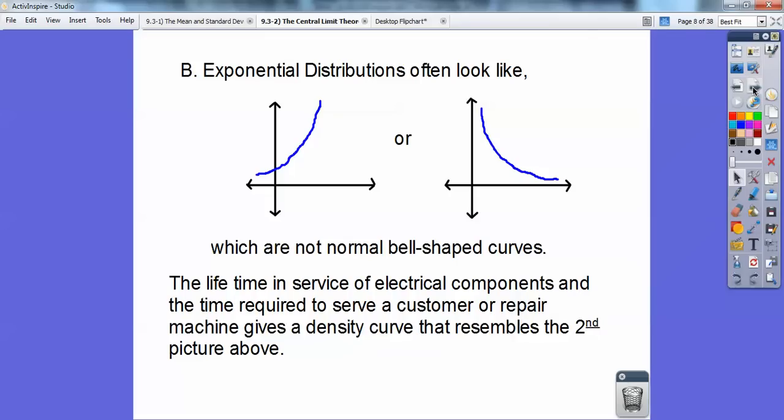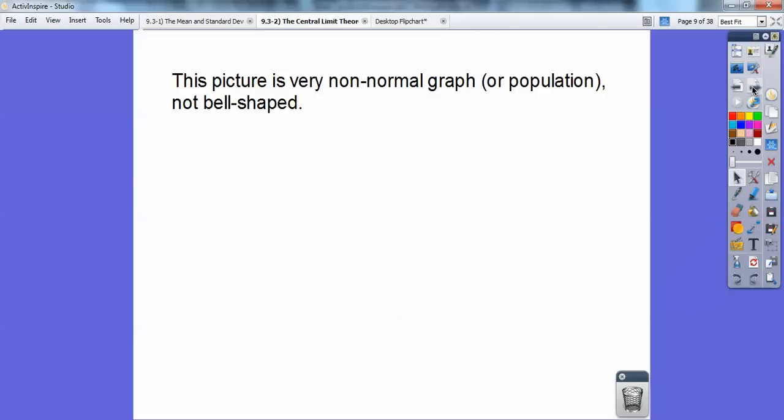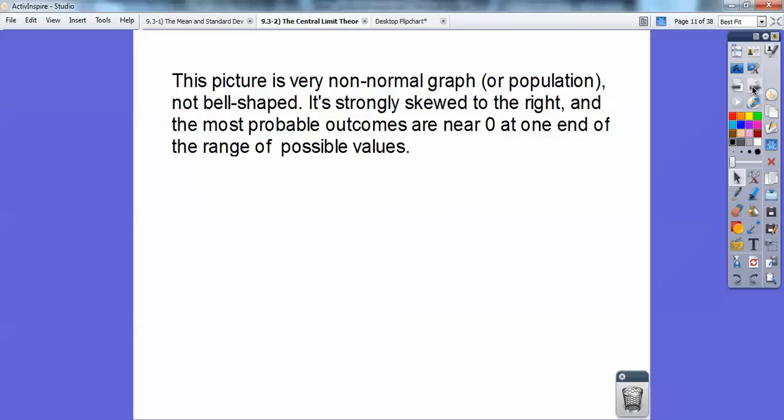Okay, so the lifetime in service of electrical components and the time required to serve a customer or repair machines gives a density curve that resembles the second picture over here. So we're going to be talking about this one right here. That picture that I just circled is very non-normal. So the population is not a bell-shaped curve. It's strongly skewed to the right because it curves down to the right, and the most probable outcomes are near zero at one end of the range of possible values. Okay, makes sense. So the mean is 1 and the standard deviation is 1 just because. We'll talk about that later, but right now just because.